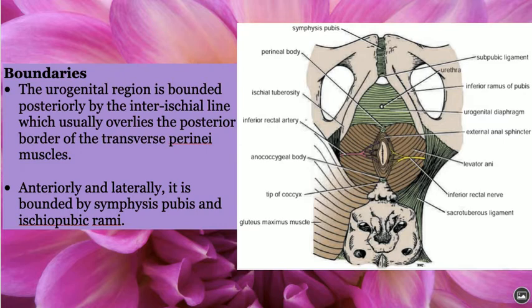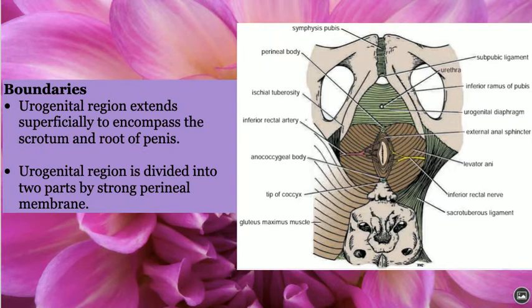Coming to the boundaries, the urogenital diaphragm is bounded, you already know, by the interischial line, which usually overlies the posterior border of the transverse perineal muscles. Anteriorly and laterally, it is bounded by the pubic symphysis and the ischiopubic rami over here. Okay, the urogenital region extends superficially to encompass the entire scrotum and the root of the penis, and this area is further divided into two parts by a strong perineal membrane that you have seen previously.